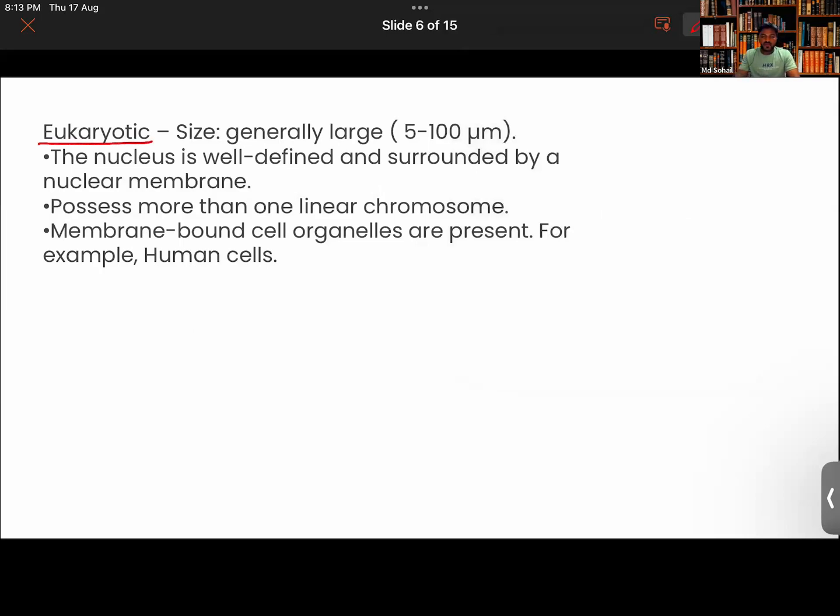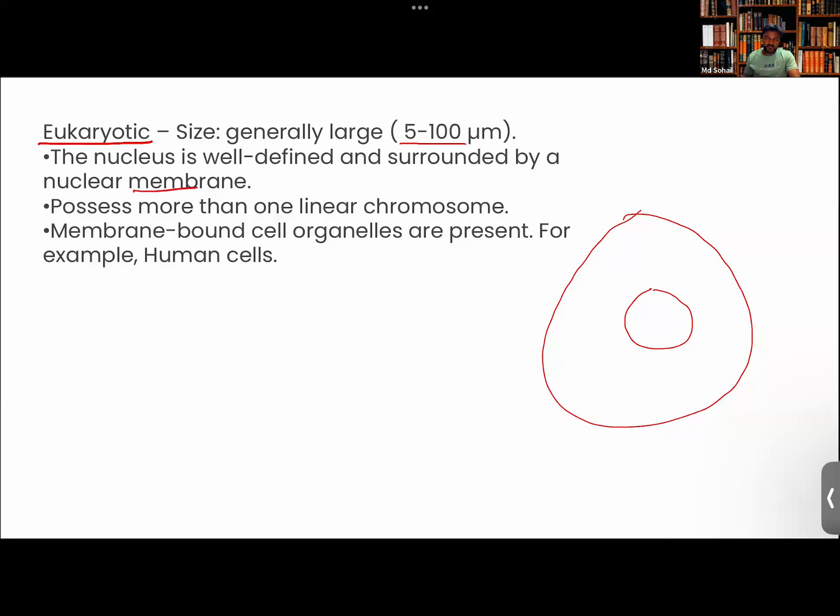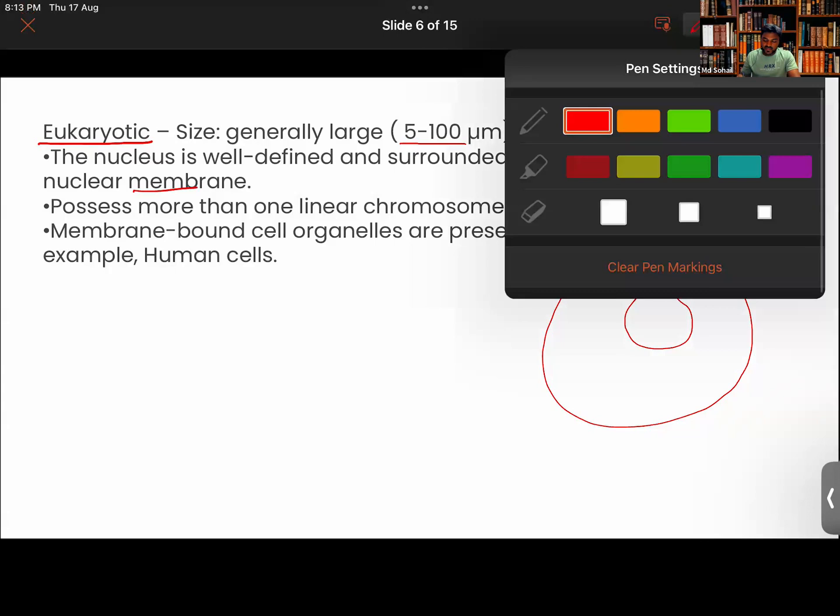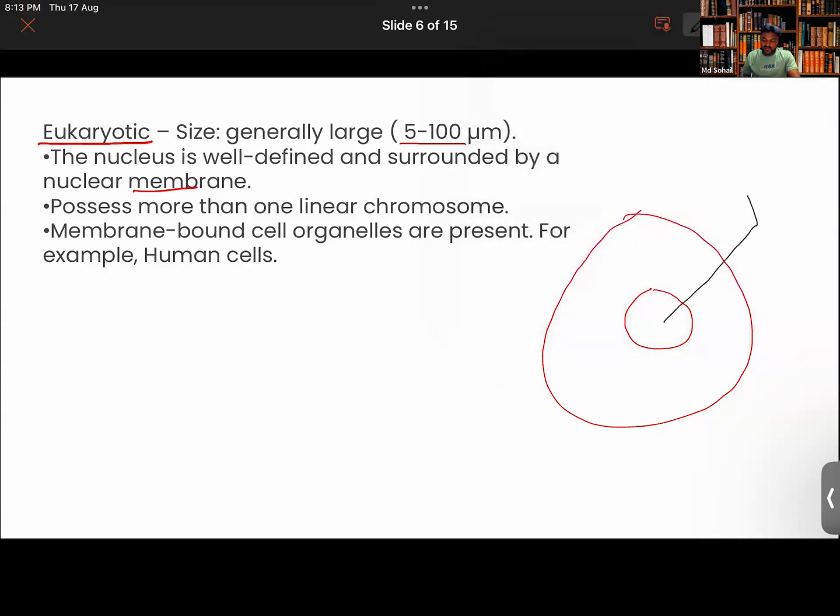Okay, the size of the eukaryotic cell is slightly larger than the prokaryotic cell. That will range between 5 to 100 micrometer. The nucleus will be very well defined, and it will be surrounded by a nuclear membrane. So this here is a nucleus, and the boundary of the nucleus will be called as what?